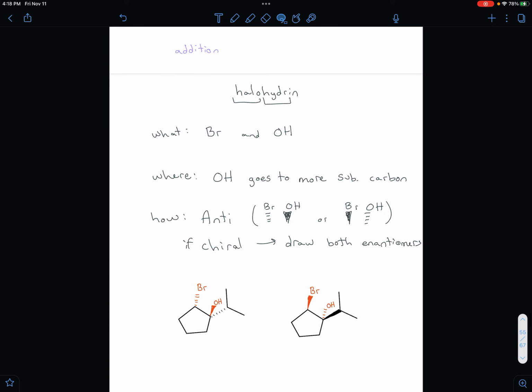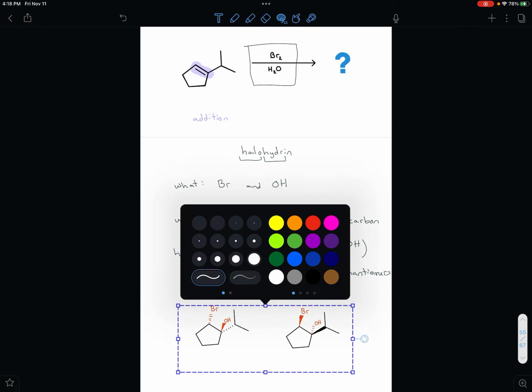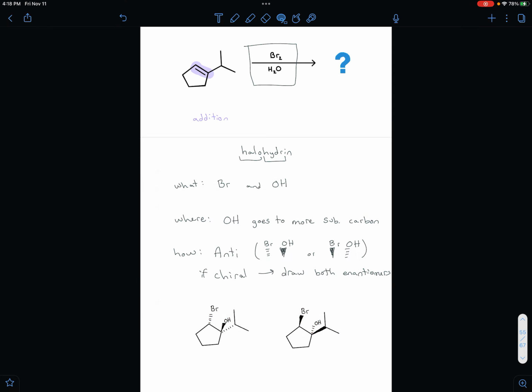And so you get these as your two final products. You get both of these products in equal amounts. And if you want, you can make that all the same color. And so those are your two final products for this halohydrin formation addition reaction.